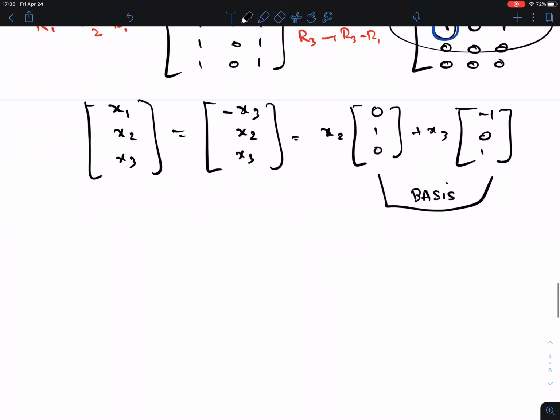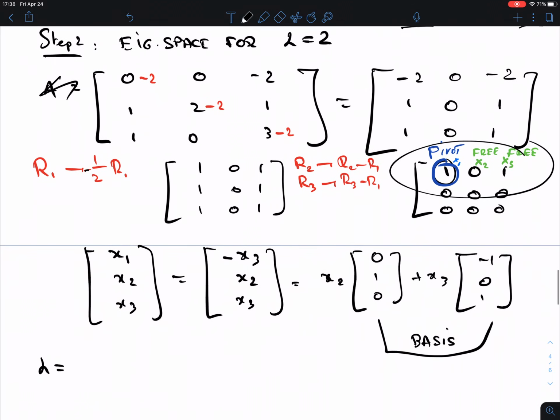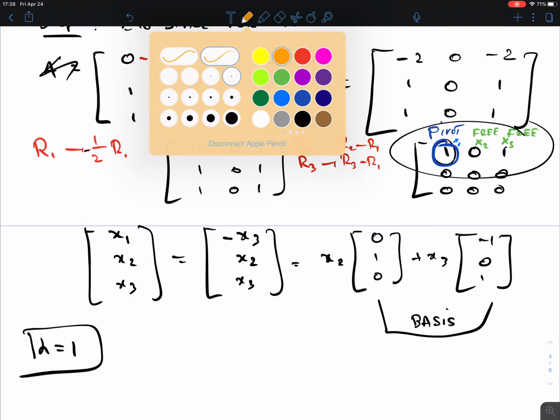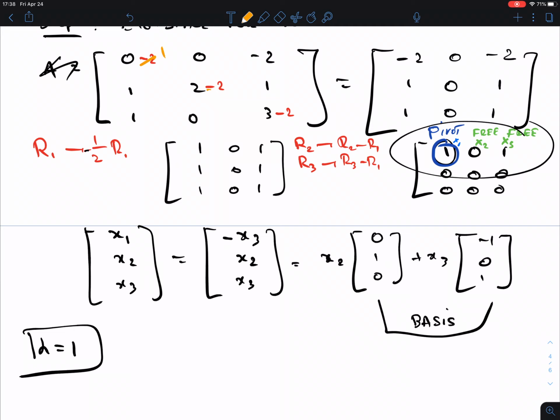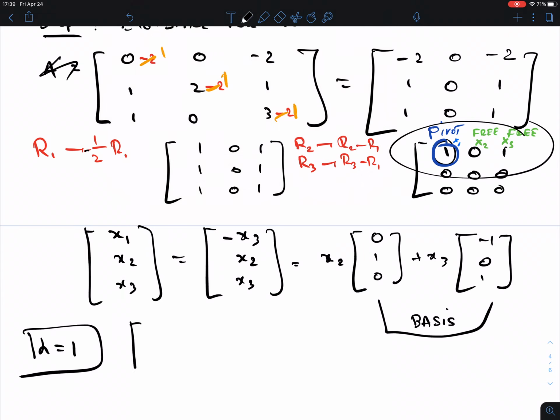But let me continue, and then lambda equals, what was the other one? Lambda equals 1. Now I have to subtract 1 from the diagonal. So I'll do this here: minus 1, minus 1, minus 1. So what I get is negative 1, 0, negative 2, 0, 1, 1, 0, 0, 2.